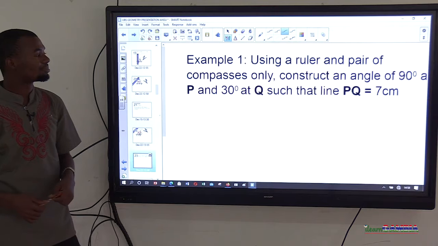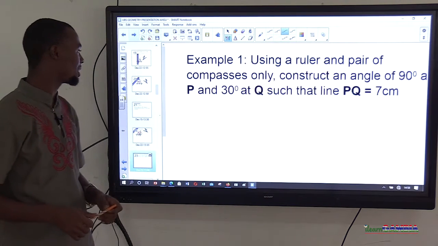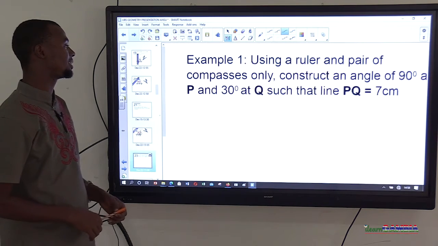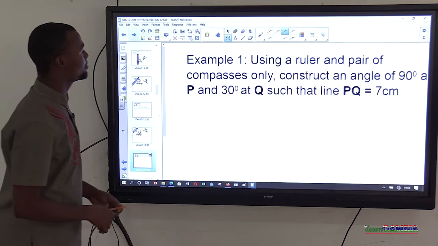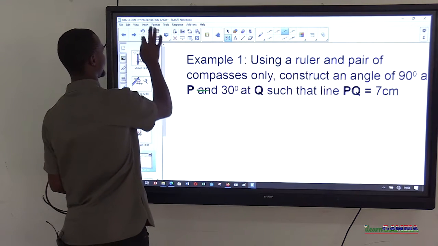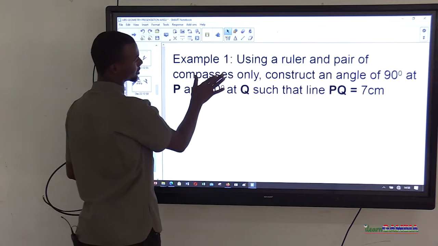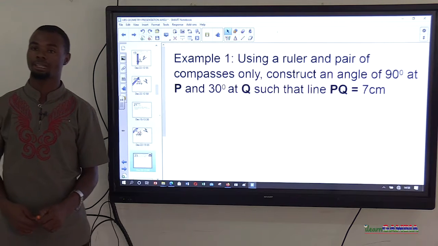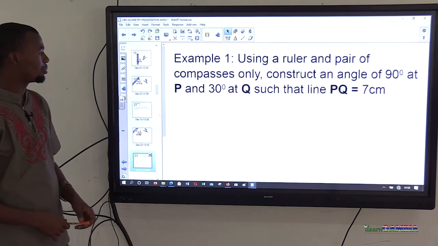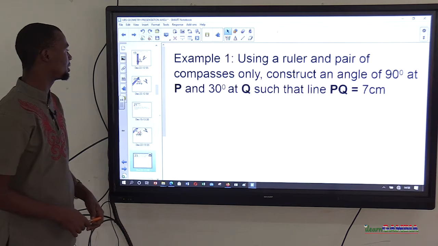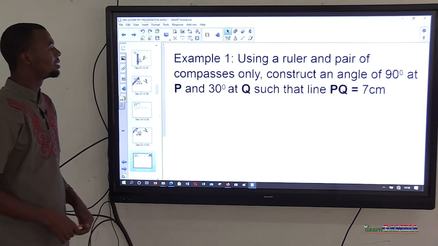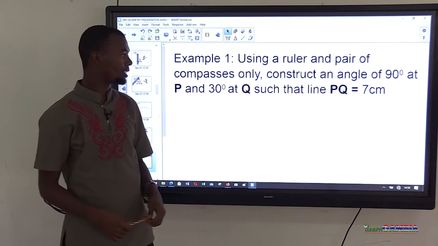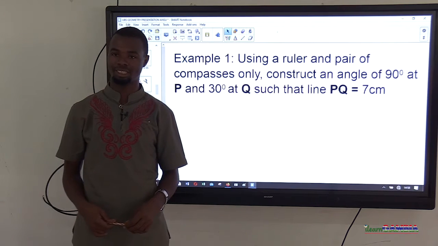We have an example using a ruler and a pair of compasses only. Construct an angle of 90 degrees at point P and 30 degrees at point Q, such that line PQ is 7 centimeters. So PQ is a line segment and that is 7 centimeters.